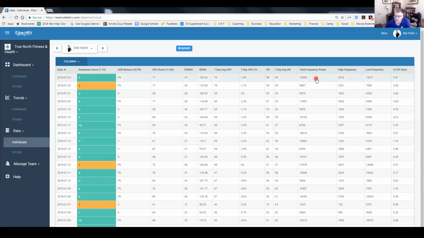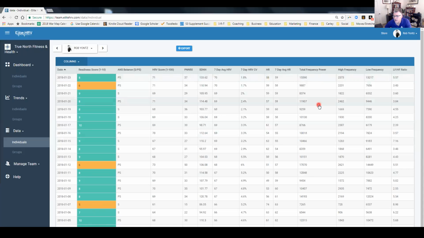Total power. You can see your total power swings like crazy. So again, on average, where is it? I'm 7,000, 12,000, 6,000, 7, 14, 10, 9, all of those, nowhere near below 1,000.